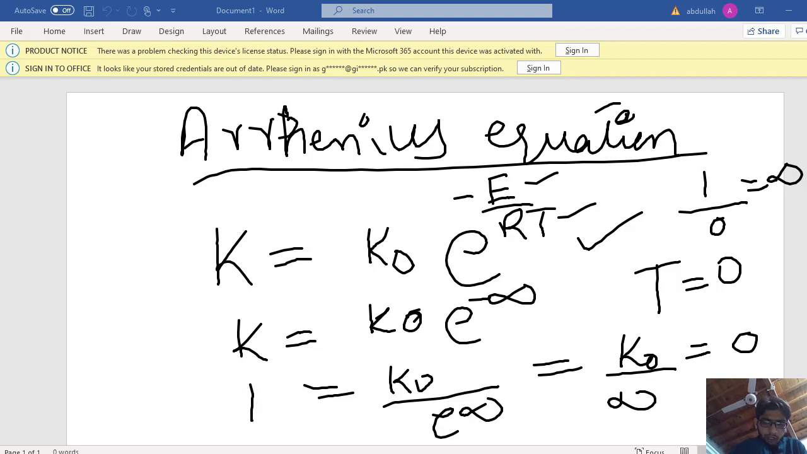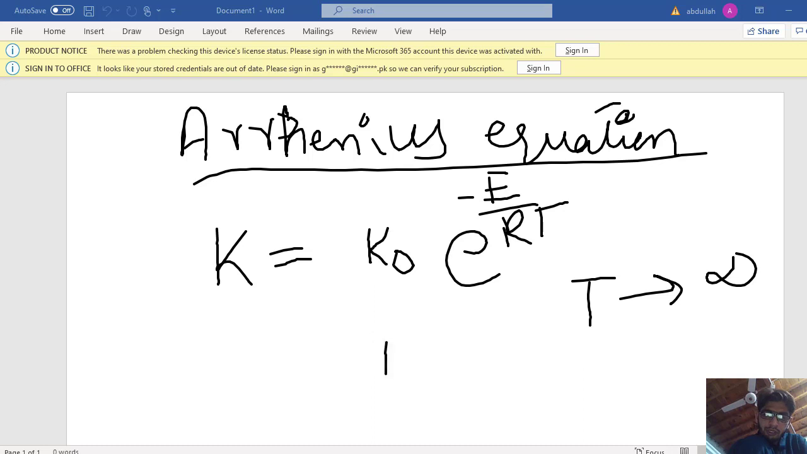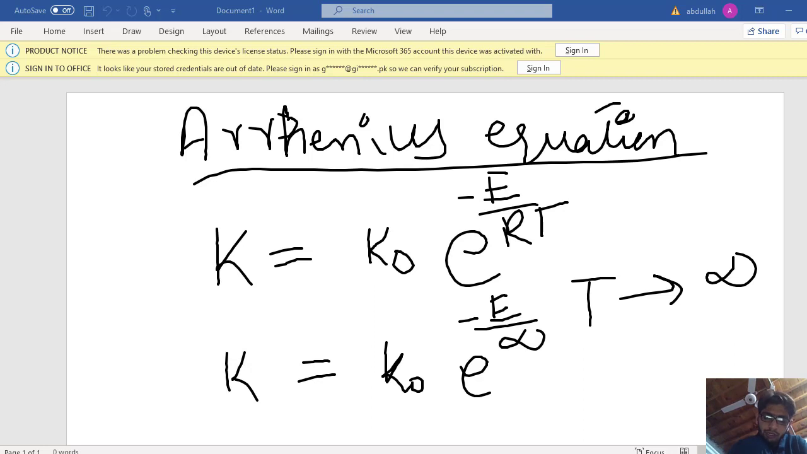Now when temperature tends to infinity, at higher temperature this law, k is equal to k naught e to the power minus E divided by RT, where the exponent term will become E divided by infinity. As we know, anything divided by infinity is 0, so e to the power 0 is 1 and k will become k naught.